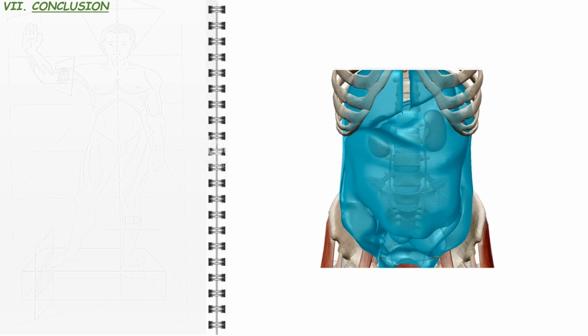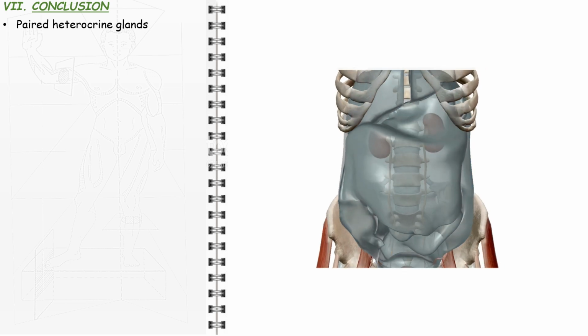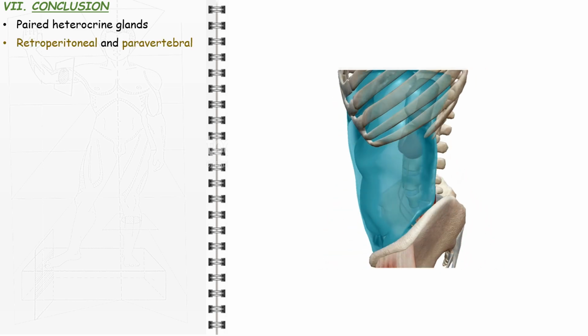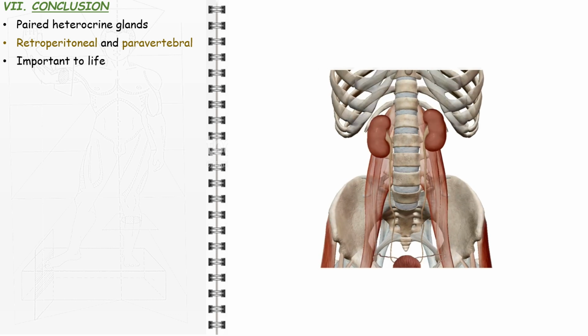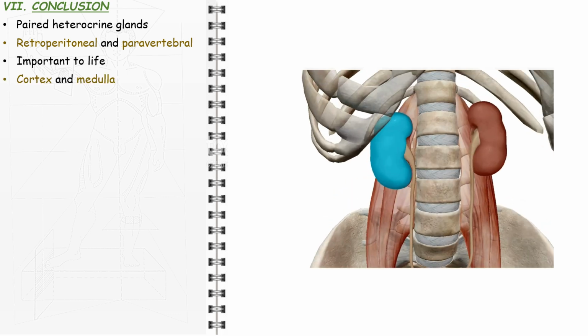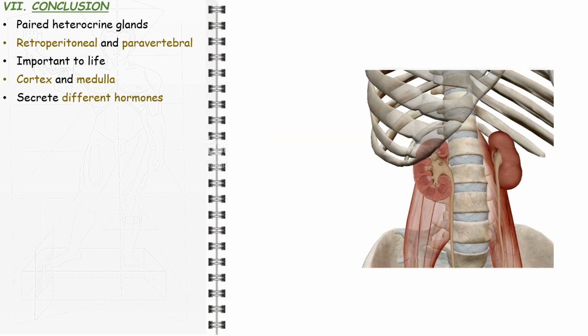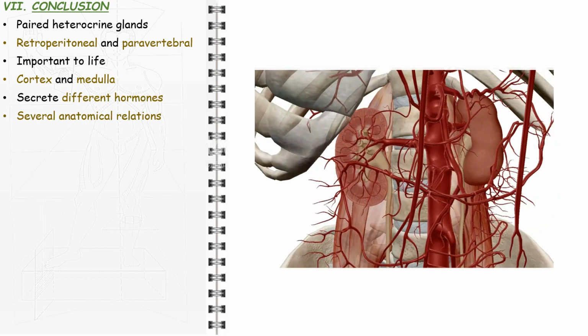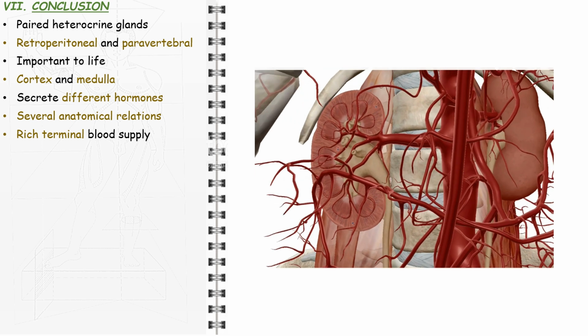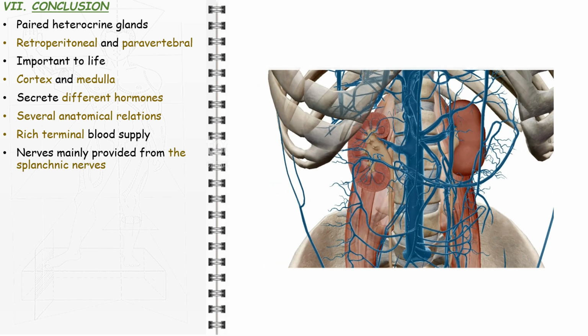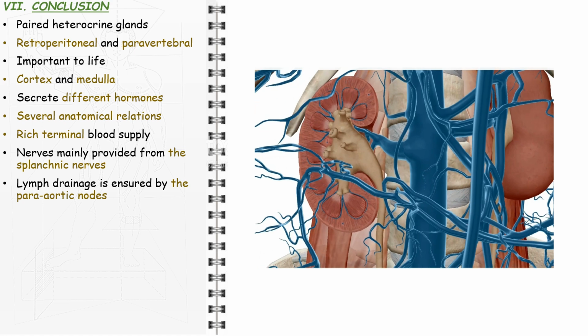The kidneys are paired heterocrine glands, retroperitoneal and paravertebral, important to life. They are made of cortex and medulla that secrete different hormones. They have several anatomical relations and a rich terminal blood supply. Nerves are mainly provided from the splanchnic nerves and lymph drainage is ensured by the para-aortic nodes.